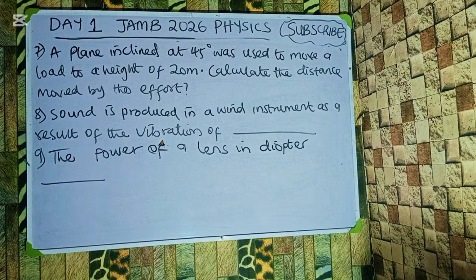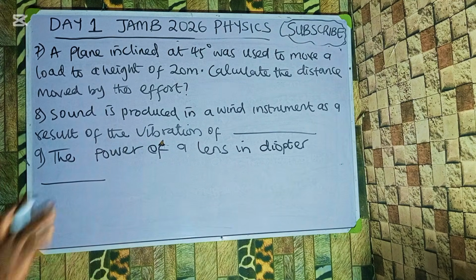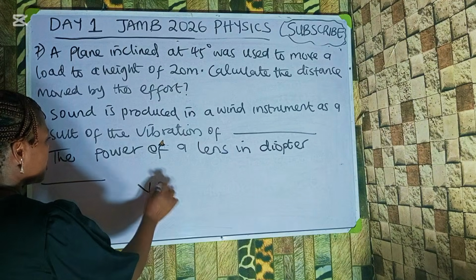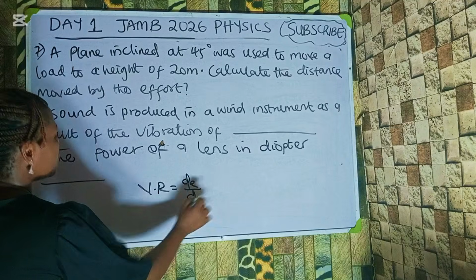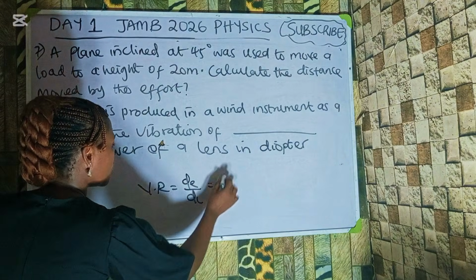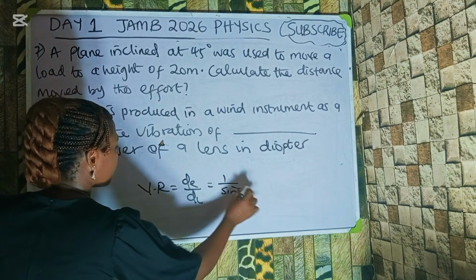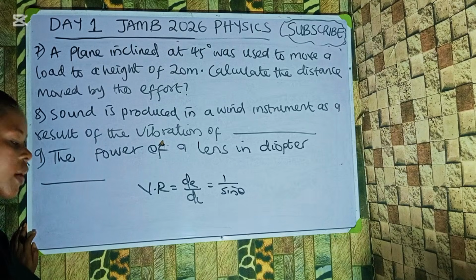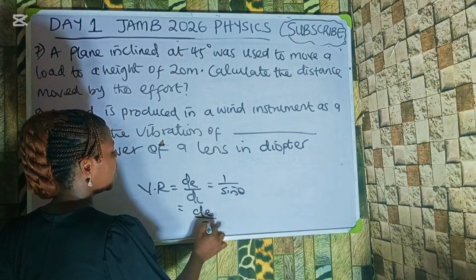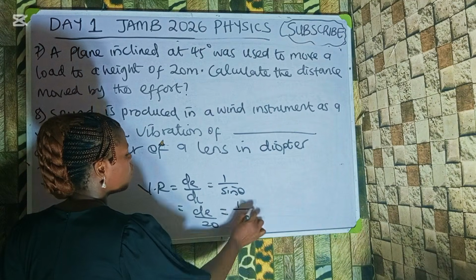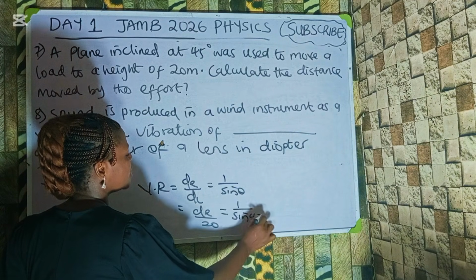Question 7. A plane inclined at 45 degrees was used to move a load to a height of 20 meters. Calculate the distance moved by the effort. You must remember that the velocity ratio of an inclined plane is distance moved by effort over distance moved by load, which equals 1 over sine theta. We're looking for the distance moved by effort, and the distance moved by load is 20.